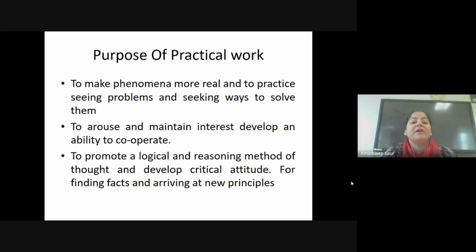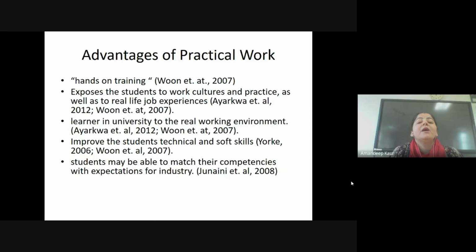So, for finding facts and for arriving at a new principle, we allow our students to commit errors. We allow our students to make mistakes sometimes, so that students find out how they are going to reduce them or how they are going to follow safe practice so that these kinds of things do not happen in the future. So these kinds of activities also need to be given to the student in a practical class.